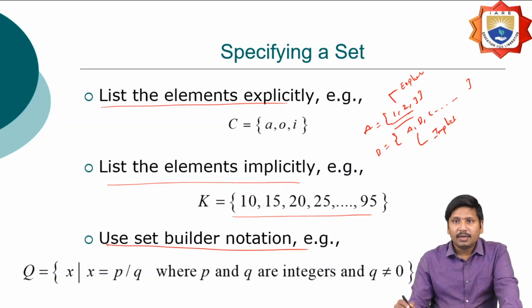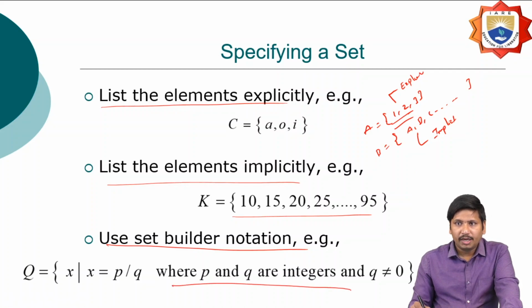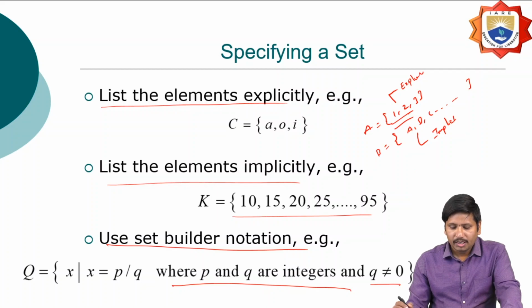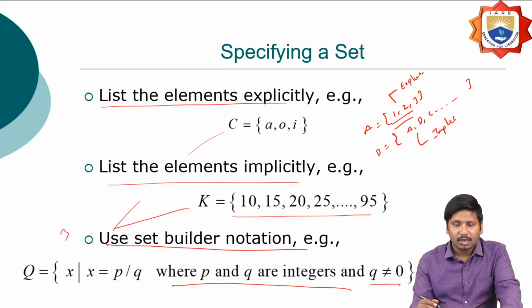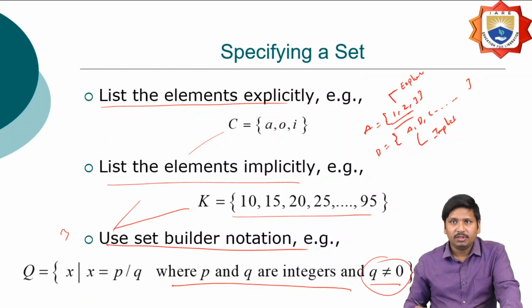And we can also use the set builder notation. That means there is some notation considered here, like the set of x such that x = p/q, where p and q are integers and q is not equal to 0. So this is the set representation that we call set builder notation. Instead of the other two representations, this is another representation we can follow: x such that x = p/q, where p and q are integers and q should not equal 0.